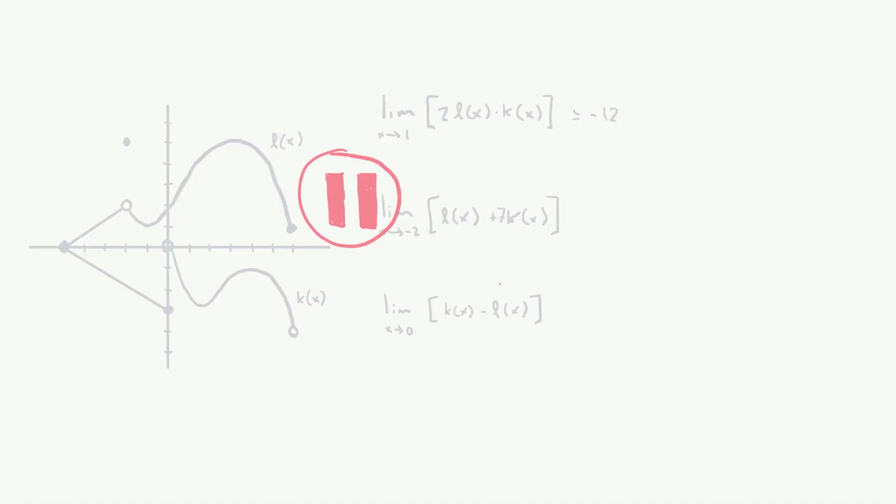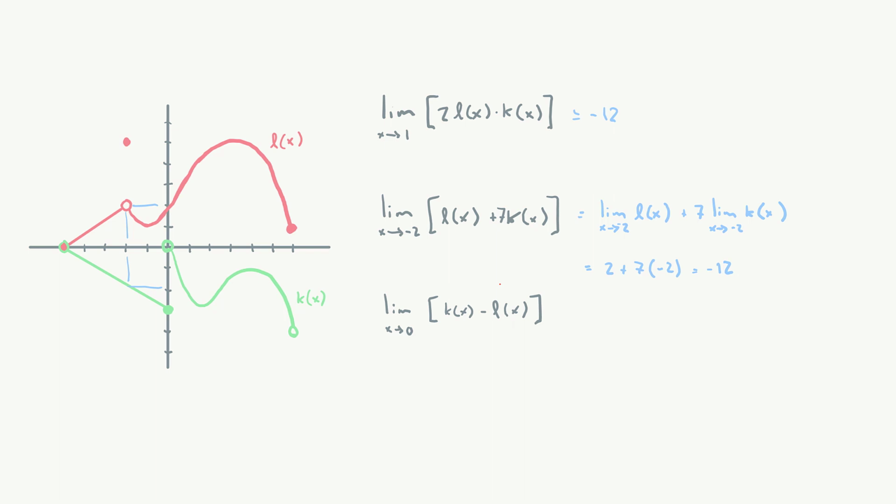Here's 2 more. And I invite you to pause the video and give these a shot. But I'm just going to go through them. The first one, the limit as x approaches -2 of L of x plus 7 times k of x. First thing we're going to do is use the sum law to break it up. And I'm also using the constant multiple law to bring the 7 out in front of that second limit.